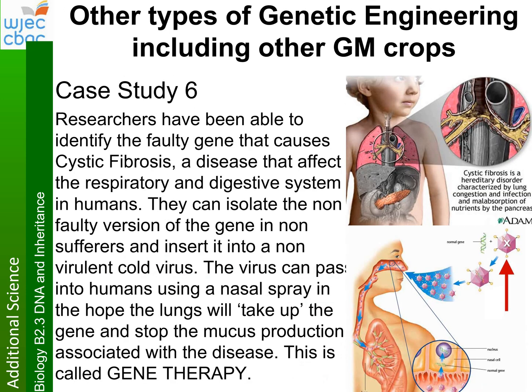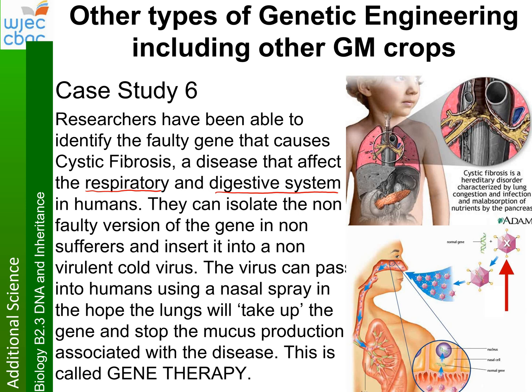Case study 6. This is a really good example of how we can go about treating cystic fibrosis. Now, in the next unit, B2.4, we'll cover an entire lesson on the inheritance of cystic fibrosis and the treatment. Researchers have already identified the faulty gene. It's actually a series of genes for cystic fibrosis. It's not just one. This is a disease that affects humans' respiratory and digestive systems. You cannot catch this disease. It is an inherited disorder.